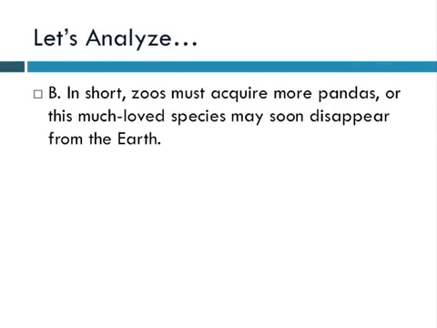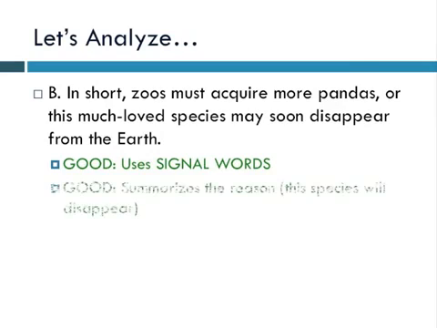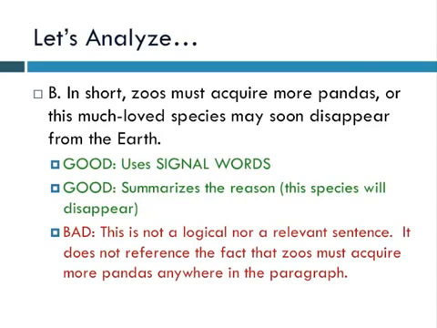Okay, now let's look at B. Well, once again, it's good because it uses a signal word. It's good because it summarizes the main reason the species will disappear. But it's bad in that it's not logical or even relevant. Nowhere in their essay does it really reference the fact that zoos must acquire more pandas. So the key here is that zoos are not even discussed. Remember, the idea is not to introduce any new ideas in a concluding sentence.